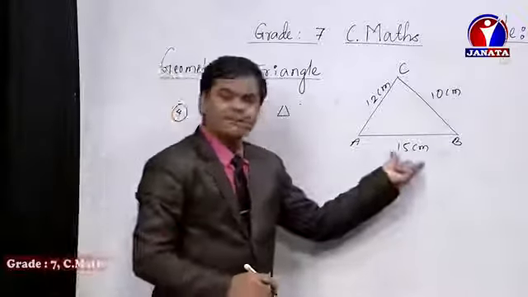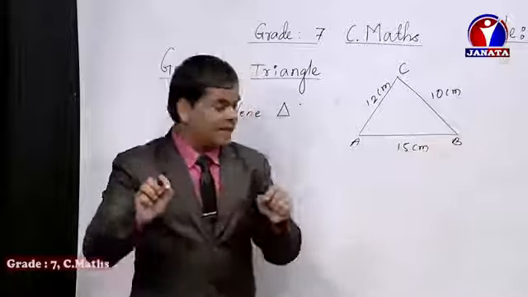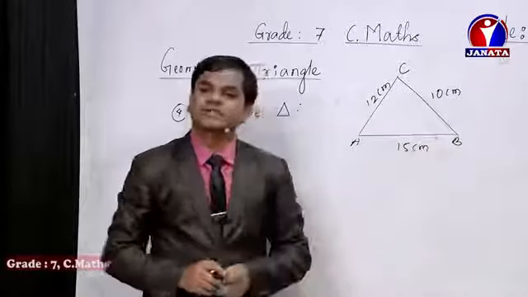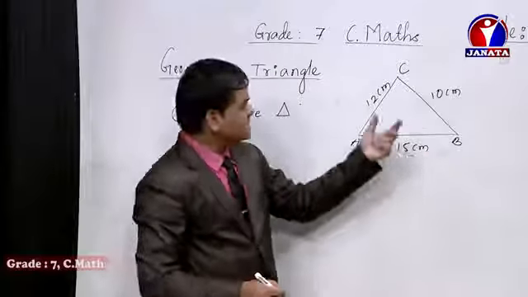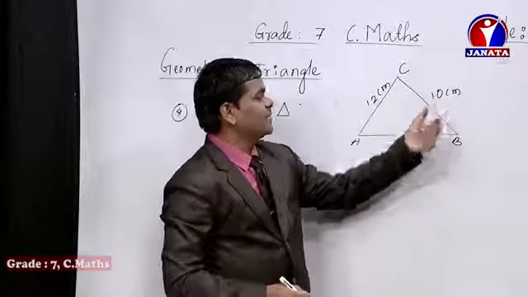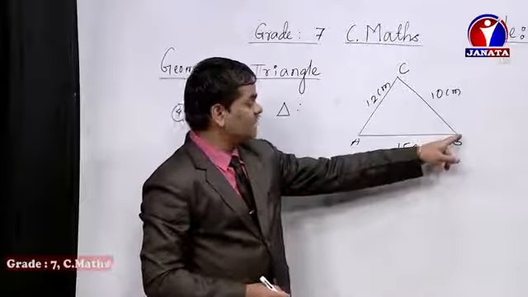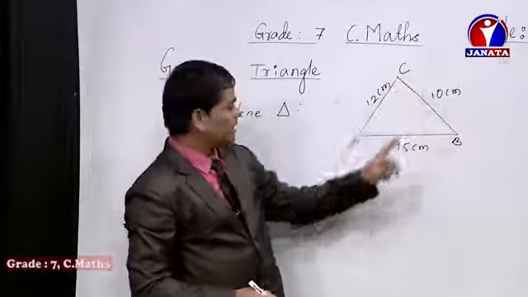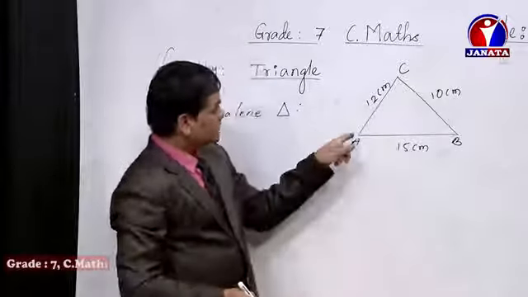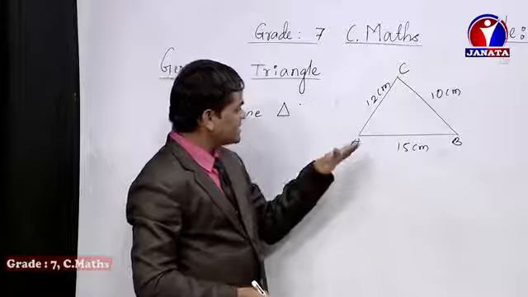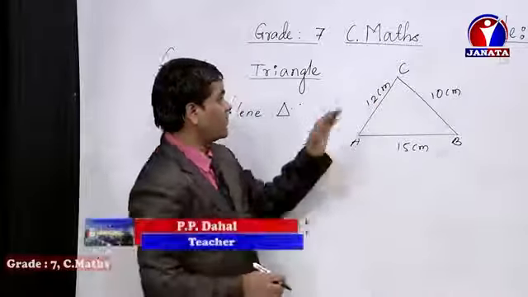And what do you mean by this 15? The length in between A to B. When we measure the length between A to B by using a scale, if it comes as 15 centimeter, it means that. Similarly, the side BC has the measurement of 10 centimeter, the length while measuring by using a scale from B point to C point. Similarly, in case of AC, 12 centimeter represents the length of measurement in between A and C point.